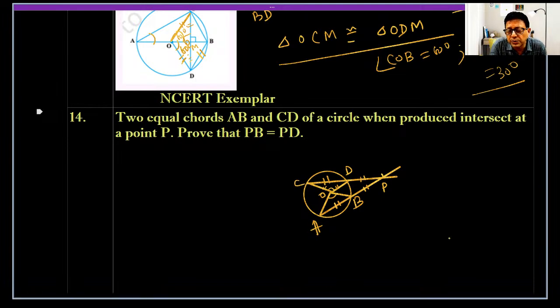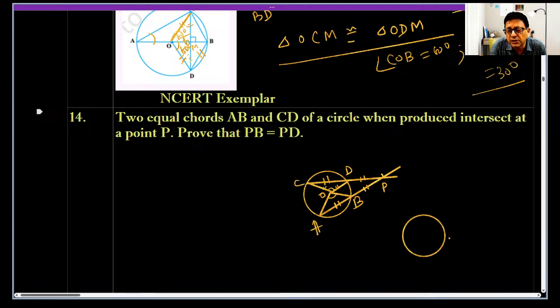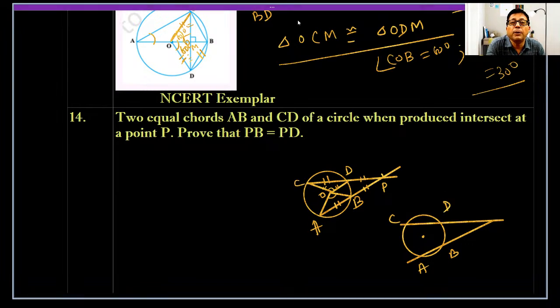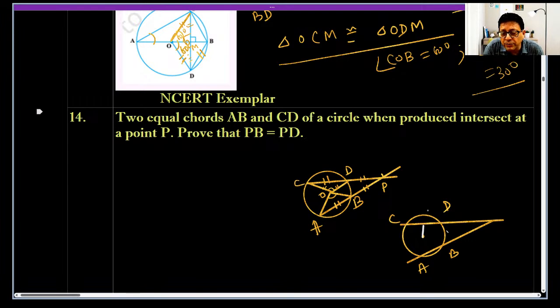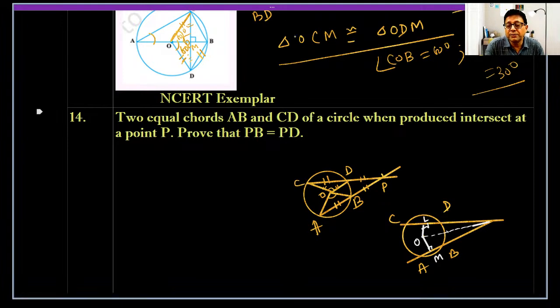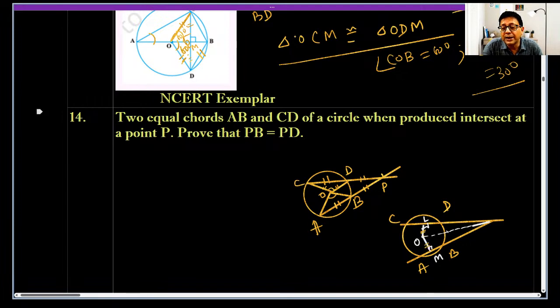There are various ways. You can think this way also. This is the circle. These are the chords. This is the center. You draw perpendiculars. We often do this. From the center you draw perpendiculars OL and OM, and then join this. You can proceed this way also. Now the length of radius will be the same. This thing equal to this thing, this angle 90, this angle 90, and OP is common.